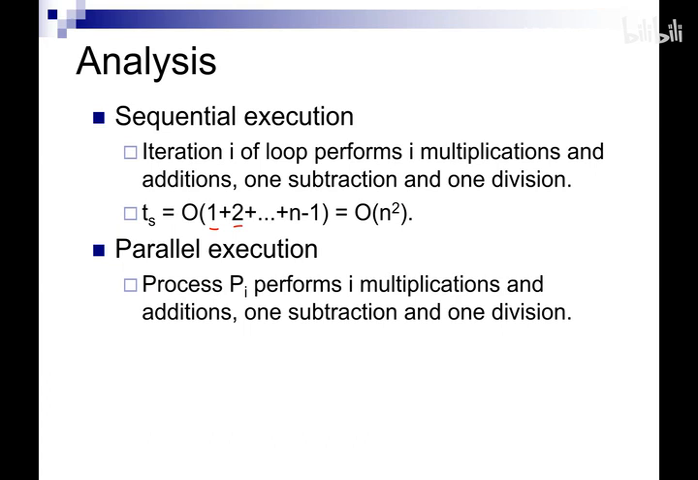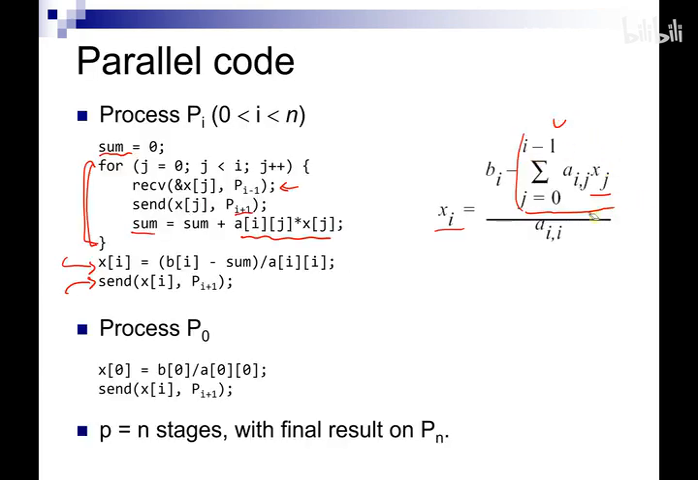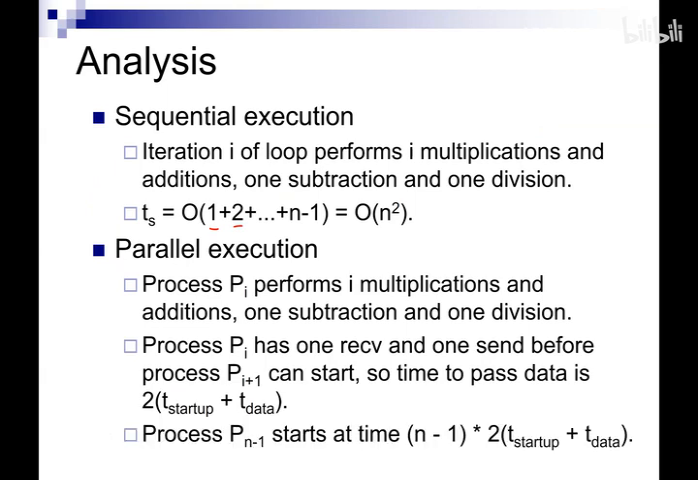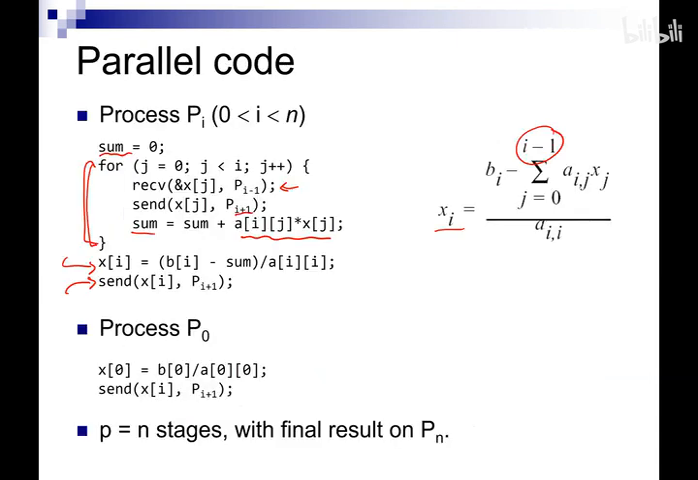For the parallel computation, process i is going to do i multiplications and additions, and then he's going to do a subtraction and a division. So process i is going to perform basically i amount of computation. Also, process i is going to do 1 receive and 1 send before the next process can start, because you can't start your computation until you get your first value.